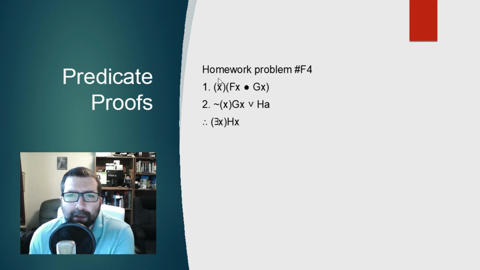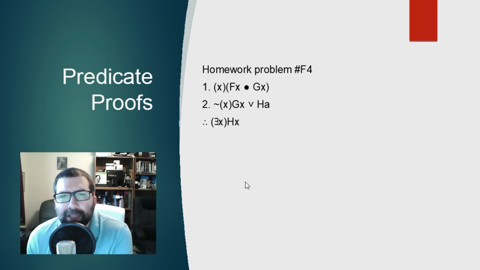We've got, first premise, for any x, x is both an f and x is a g. And then it's not true either. It's either not true that for any x, g, or Ha. And our conclusion here is that there exists some x, something that is an h. That's what we're trying to reach.